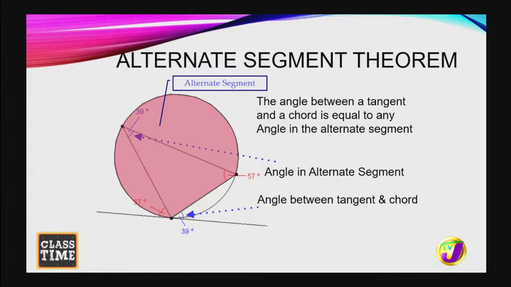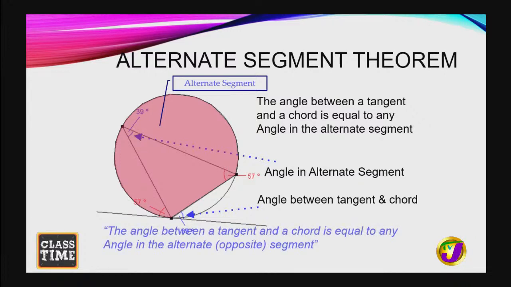So again, we're showing you the angle, 39 degrees. One more time, you see how many times we bring these things up? The angle between the tangent and the chord is equal to any angle in the alternate or opposite segment. Again, we're repeating it several times for you to take notes of this important information.